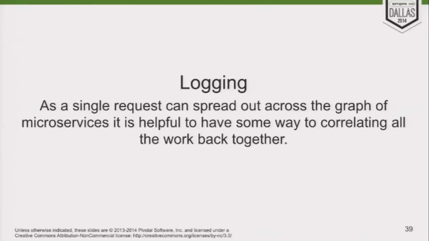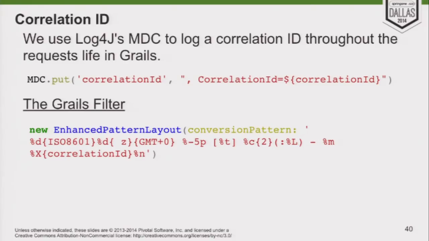And the fun part is, since we're using Log4j, we depend on Log4j's MDC to actually put a correlation ID in. When we do that, we're able to add a correlation ID if it doesn't exist, or if one does exist through our standard correlation ID header, we'll just put it on the MDC.